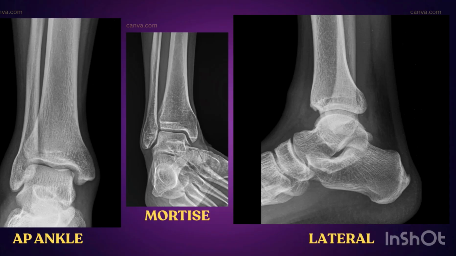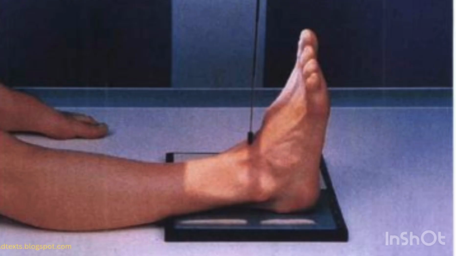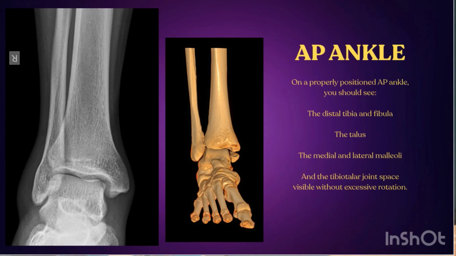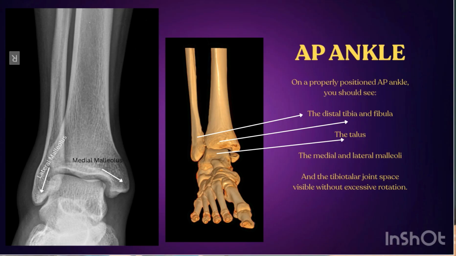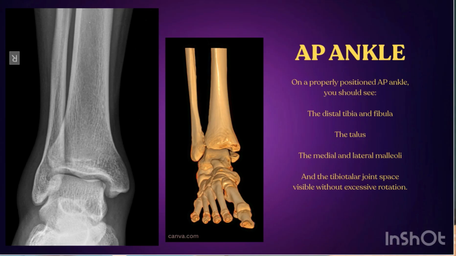A routine series typically includes three projections: the AP ankle, the Mortise view, and the lateral ankle. Now let's quickly break down the AP ankle view. For the AP ankle, the patient's leg is extended with the foot dorsiflexed and the central ray centered midway between the medial and lateral malleoli. On a properly positioned AP ankle, you should see the distal tibia and fibula, the talus, the medial and lateral malleoli, and the tibio-talar joint space visible without excessive rotation.